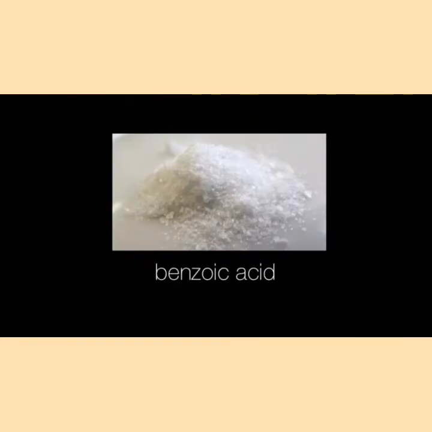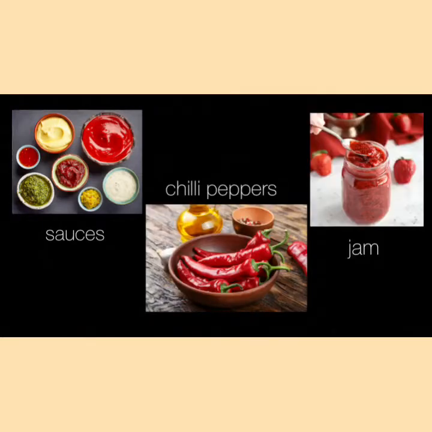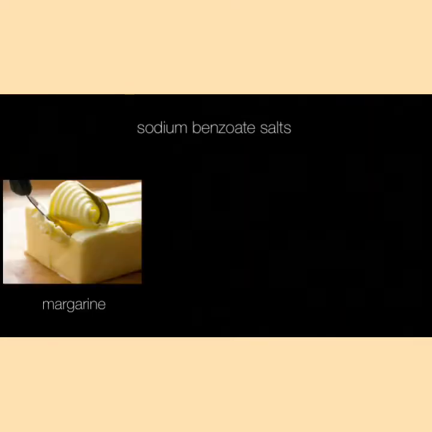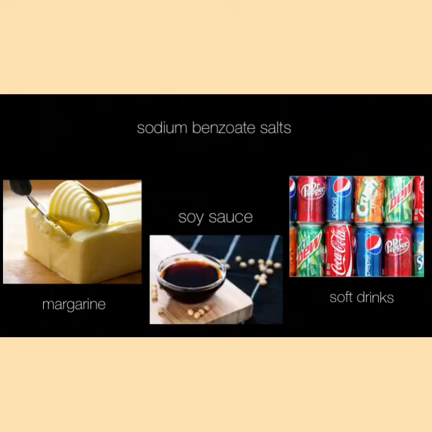The next preservative is synthetic preservative. There are several sources of synthetic preservatives, which are benzoic acid. It's actually naturally available, but it is usually synthetic. It is used as a durable food preservative such as in sauce, chili peppers, and jam. Benzoic acid is antimicrobial and antifungal. For example, sodium benzoic salts are used in margarine, soft drinks, and soy sauce.